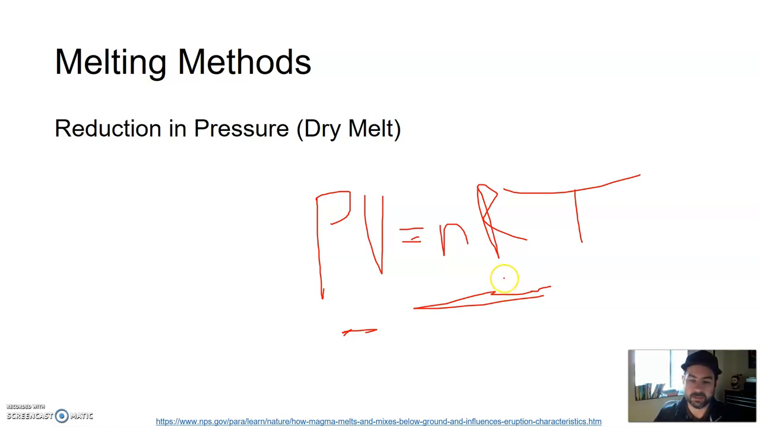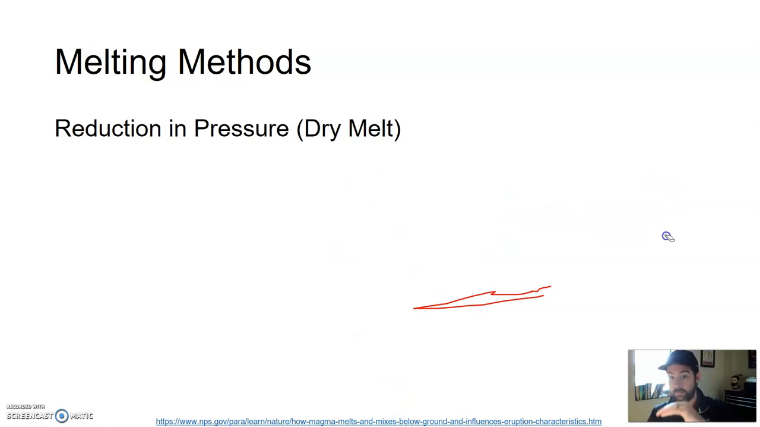So as the pressure decreases, so does the melting temperature of the material. Meaning, as this material rises up through the upper parts of the mantle and the crust, the pressure begins to decrease.